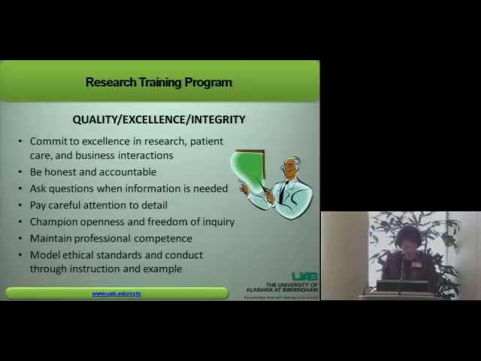Elements of quality with respect to research also often address an organization's position against research misconduct, which is the falsification, fabrication, or plagiarism of work.